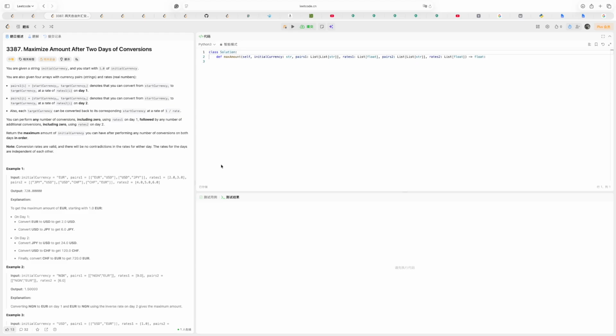Conversion rates are valid, and there will be no contradictions in the rate for either day. The rates for the days are independent of each other.